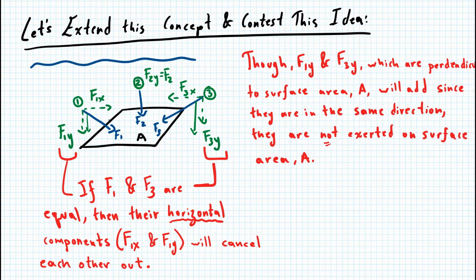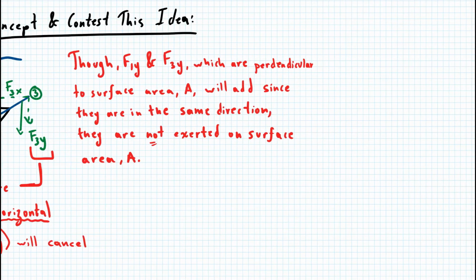Now it would be a different story if surface area A was slightly curved. Then there may be a chance that some component of those perpendicular components would actually be exerted on surface area A. But again, it's only the perpendicular components of the force that will actually be exerted on an area, following the definition of pressure. Now, this concept is similar to this idea over here.